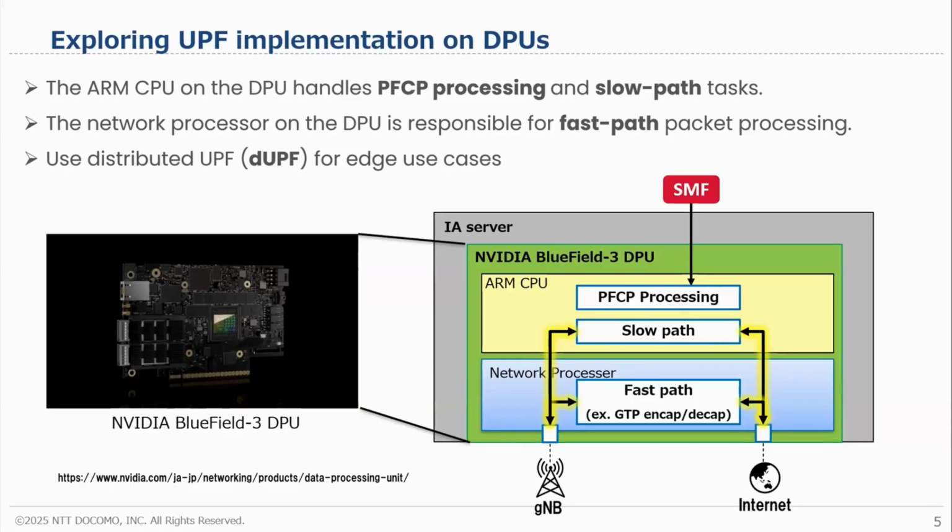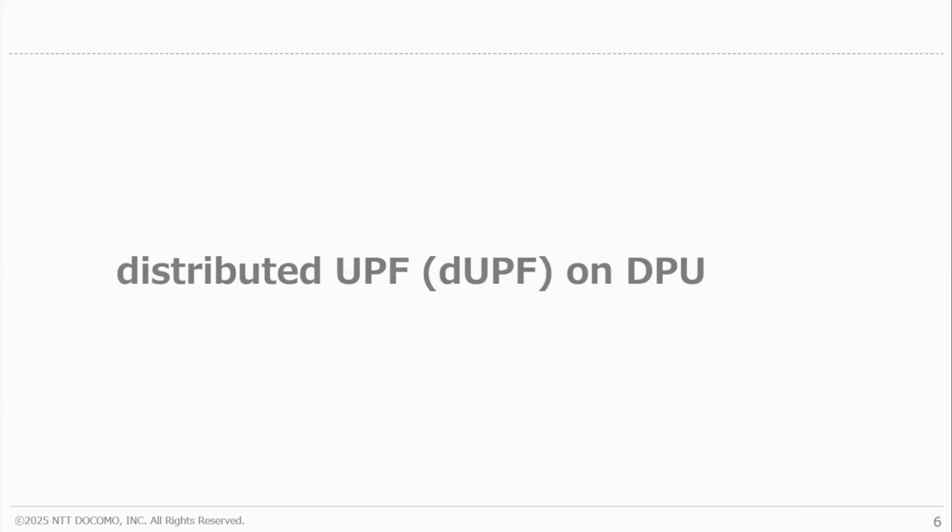So by implementing the 5G UPF functions on a single DPU, it could be ideal for edge use cases. We call this UPF the distributed UPF, or DUPF. So Shiku will explain the details of the implementation.